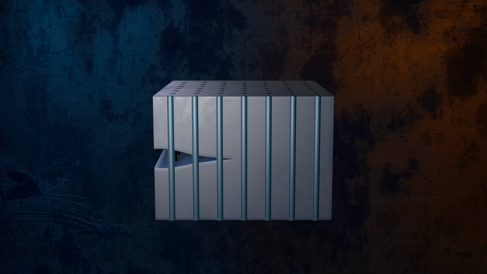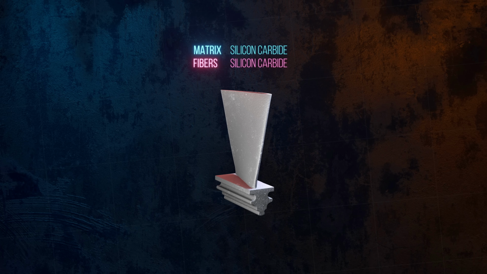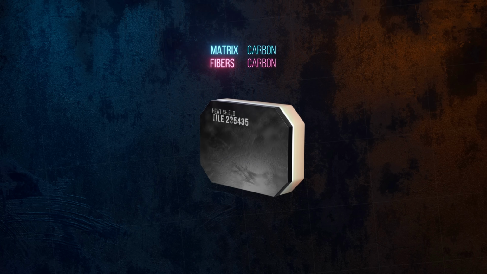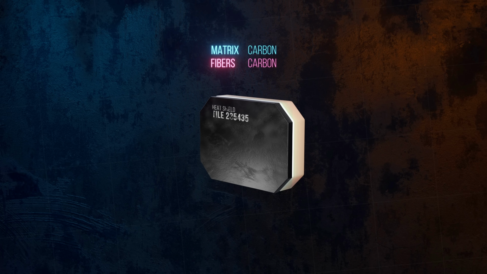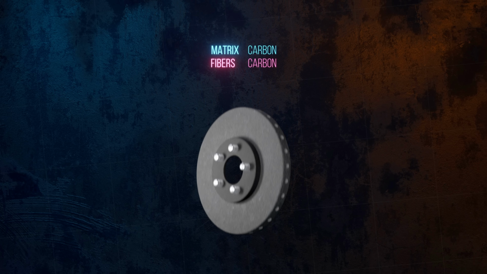Composites with a silicon carbide matrix and silicon carbide fibers are used in high-temperature jet engine turbine blades. And carbon-carbon composites have applications in spacecraft heat shields to protect from the extremely high temperatures during atmospheric re-entry. They're also used in the braking systems of some aircraft, and even in high-performance cars.